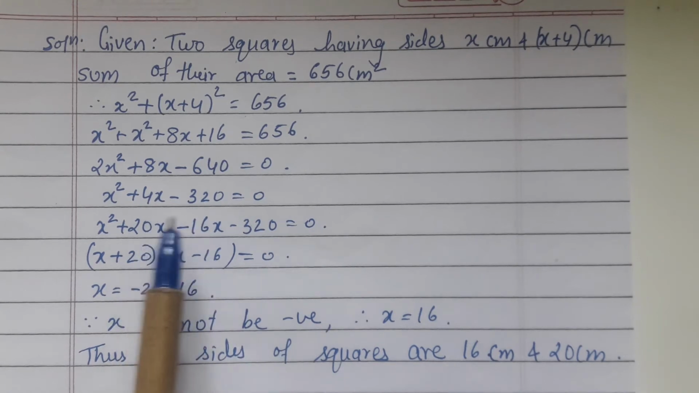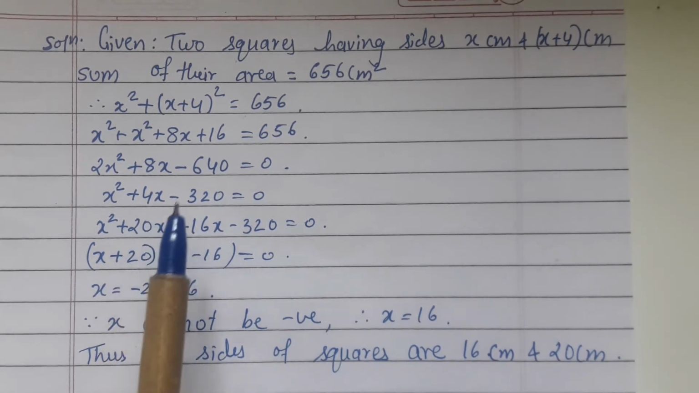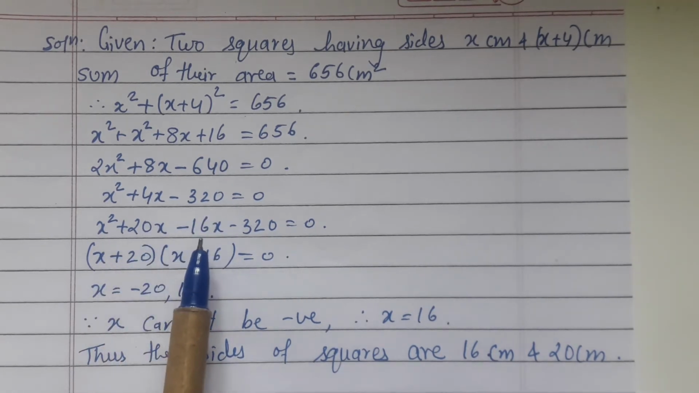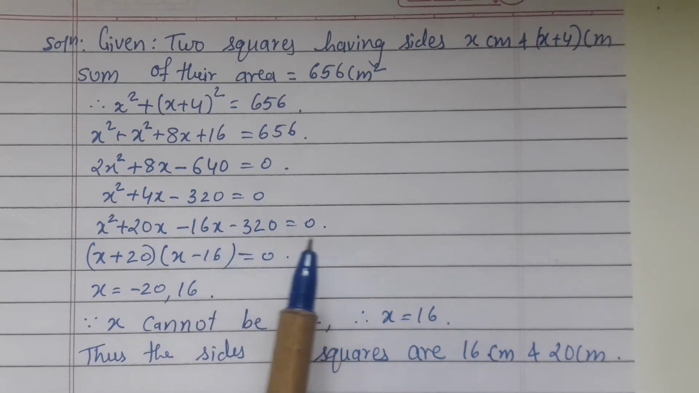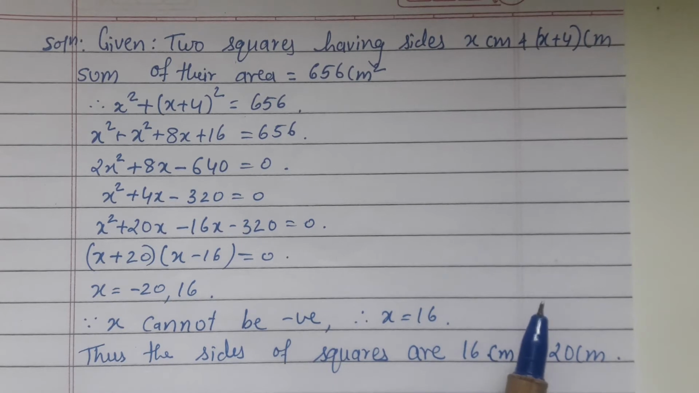Split minus 320 into two terms such that the addition is plus 4: plus 20 and minus 16, multiplication is minus 320. x square plus 20x minus 16x minus 320 equals 0. (x plus 20)(x minus 16) equals 0. x is equal to minus 20 or 16. x cannot be negative. Therefore, x equals 16. Thus, the sides of the squares are 16 and x plus 4, that is 16 plus 4, 20 centimeter.